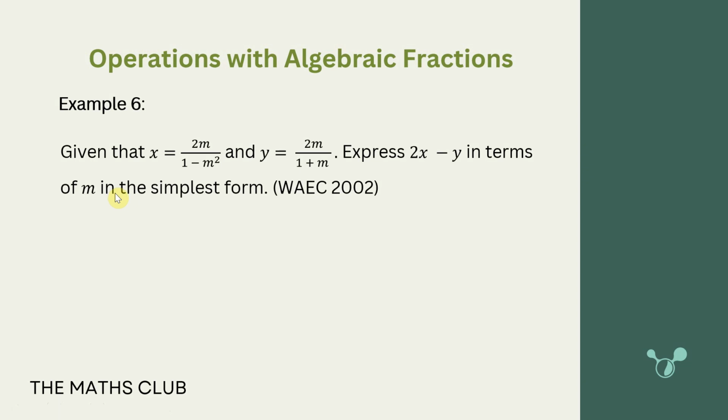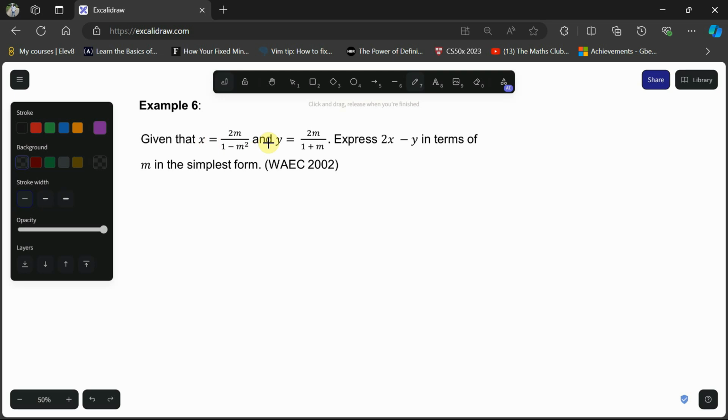Welcome back. Let's look at it together. So we're told that these are x, these are y, and we're told to find 2x minus y. So 2x minus y will be equal to 2 open brackets 2m all over 1 minus m squared. So anywhere I see x, I'll replace it with this. Then minus, anywhere I see y, I'll replace it with this. That will be 2m all over 1 plus m. Ideally, it should be in the brackets.